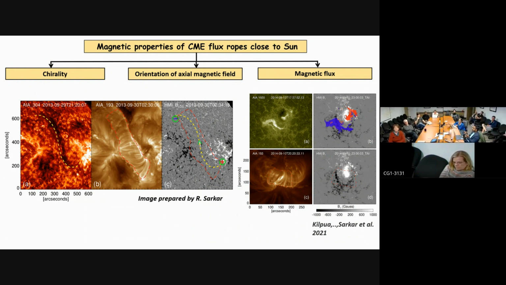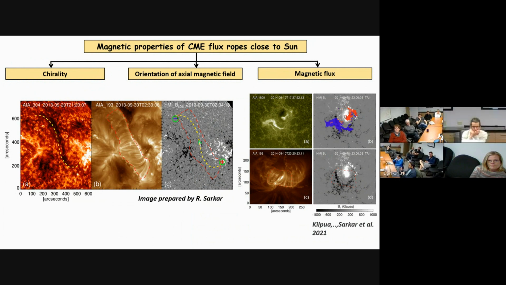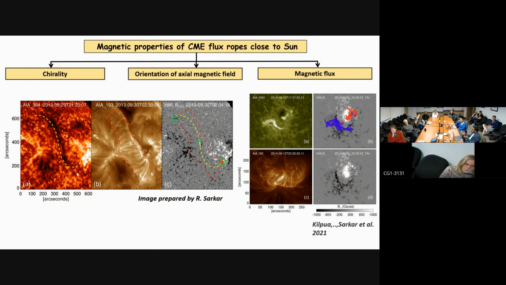Now once we know the magnetic properties of a flux rope close to the sun, the next part is that we need to model those things from sun to earth. So there are two options. One is the analytical approach and the second one is the MHD approach. If we use an analytical approach, then we need to know whether the expansion and propagation of the CME from sun to earth follow some systematic relation or not. For that, I will show you some examples.